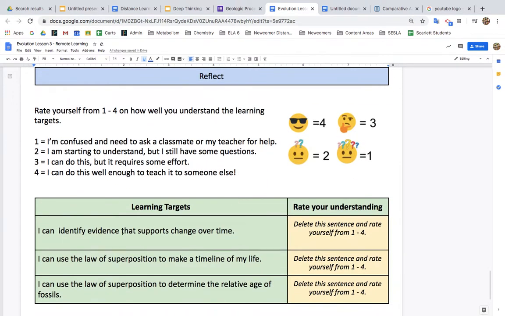Finally, don't forget to reflect that you can identify evidence that supports change over time. That means that you went outside and saw some examples of change. I can use the law of superposition to make a timeline of my life. And I can use the law of superposition to determine the relative age of fossils.